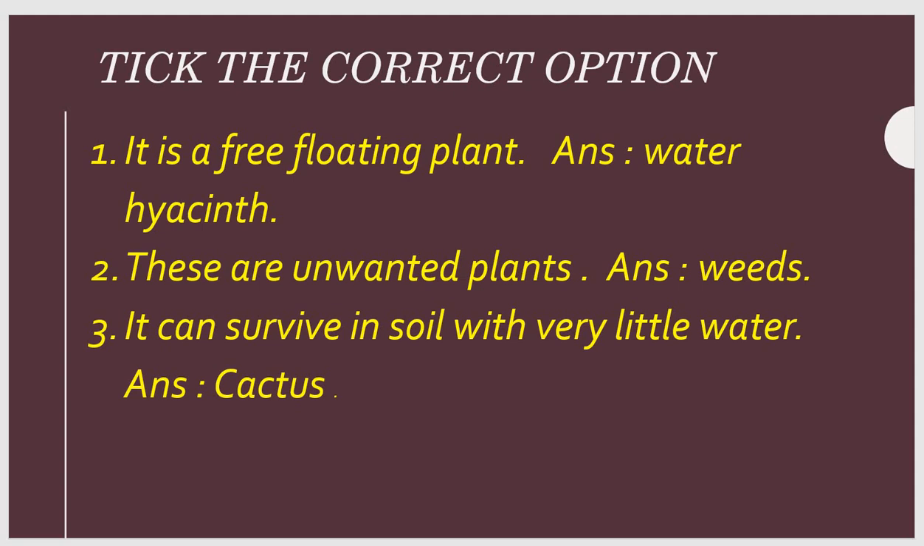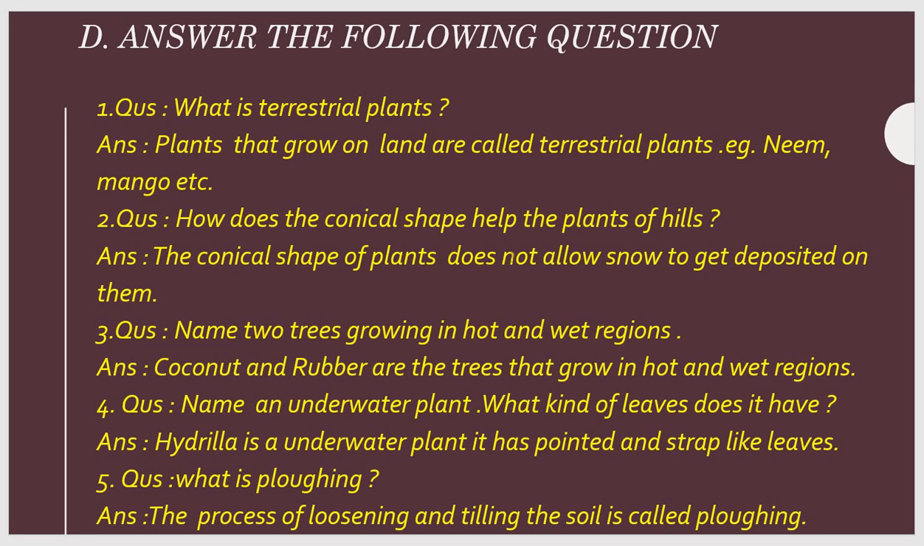Now question D. Answer the following question. First question, what is terrestrial plants? Plants that grow on land are called terrestrial plants. Example, neem, mango, etc. Question number 2, how does the conical shape help the plants of hills? The conical shape of plants does not allow snow to get deposited on them.